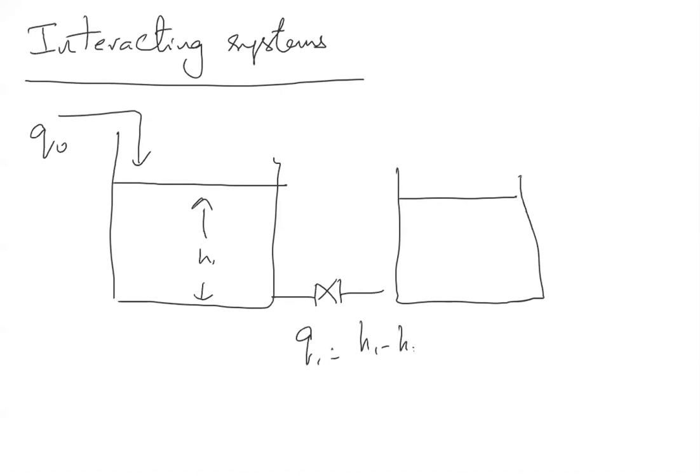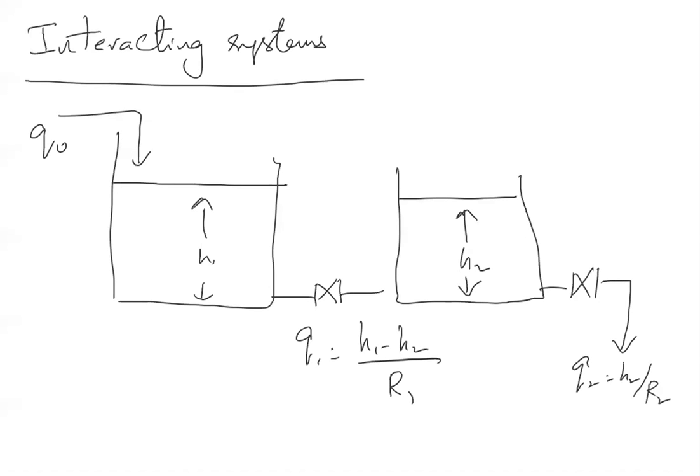Q1. Here it depends upon both levels, because you have these experiments in your UG lab also. Q1, and Q2 is H2 by R2. So this is what is interaction. Flow will be in the forward direction and backward direction also. In the forward direction, H1 is greater than H2. In the backward direction, H2 is greater than H1. So that is why this is called interacting systems.